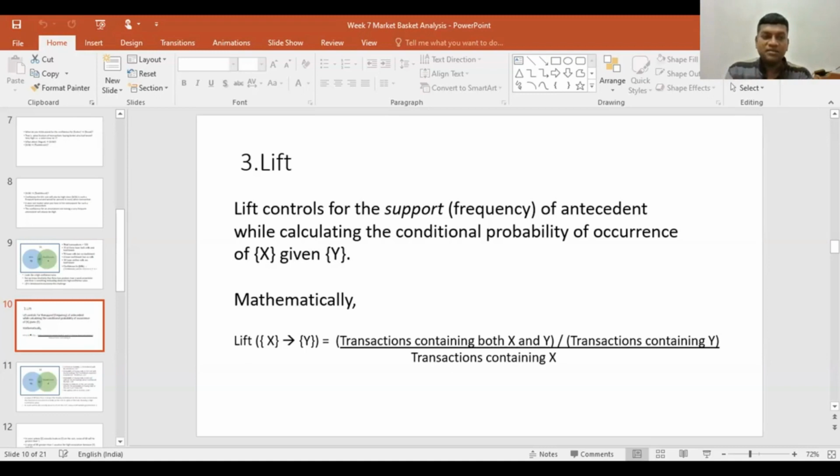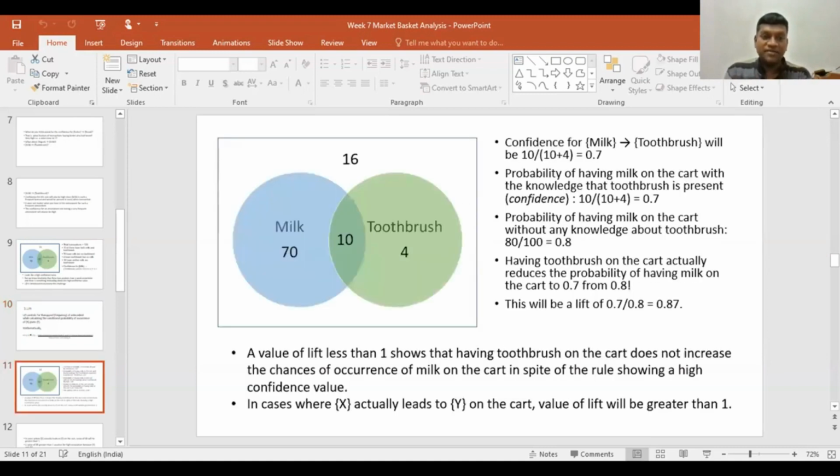So let me just help explain that a little further. So let's look at this. Confidence for milk given toothbrush will be in the basket is 10 by 10 plus 14, that is 0.7, which we saw in the previous slide. Now, this means the probability of having milk on the cart with the knowledge that the toothbrush is present is this, which we call confidence. The confidence is 0.7. Okay.